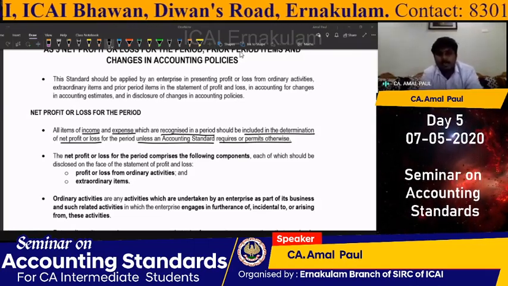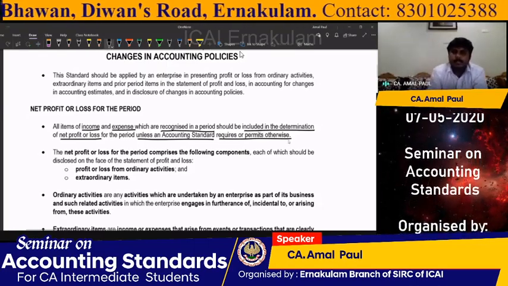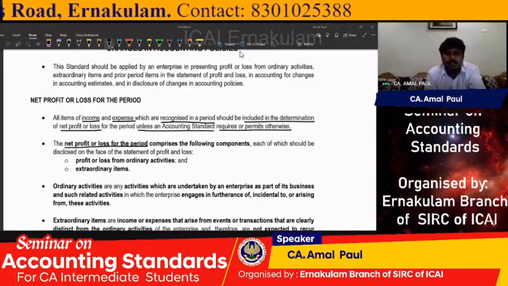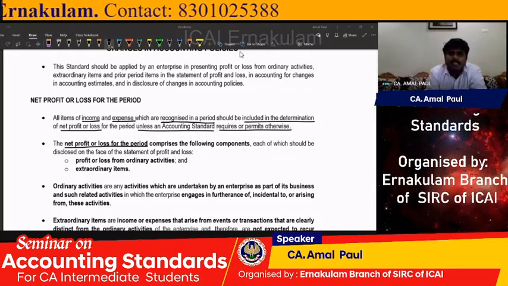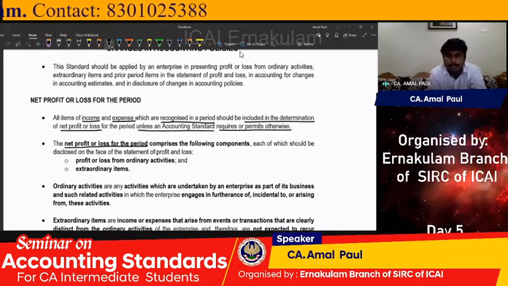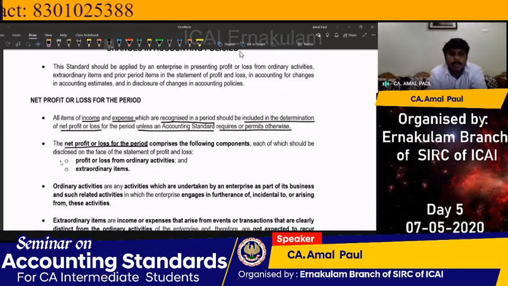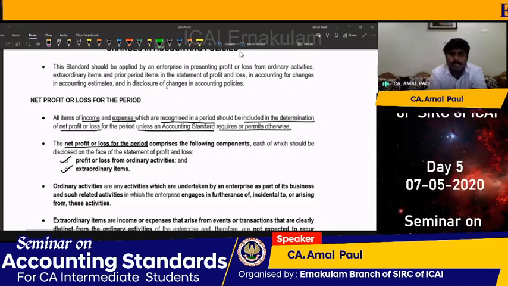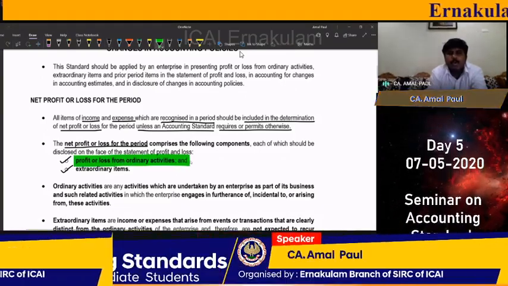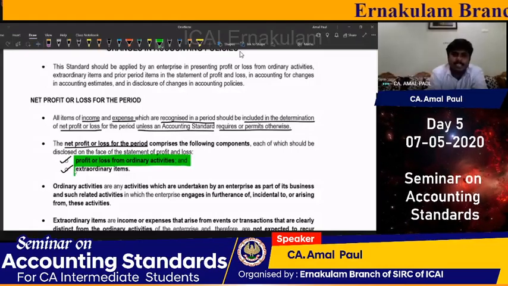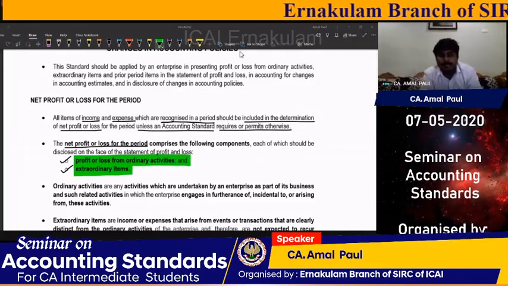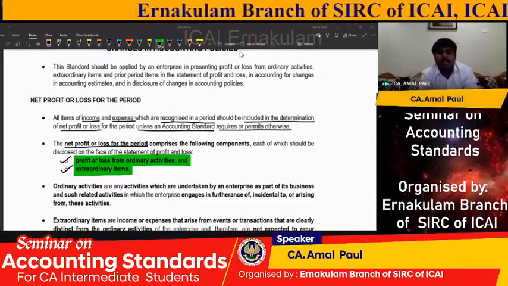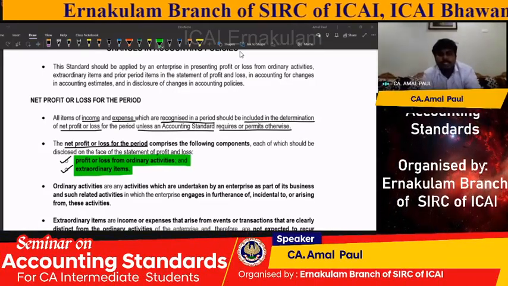That is the first guidance given in this standard. Second one, while determining the net profit or loss for the period, for 1 year, the following two components should be disclosed separately: profit or loss from ordinary activities, and extraordinary items. You should disclose them separately.